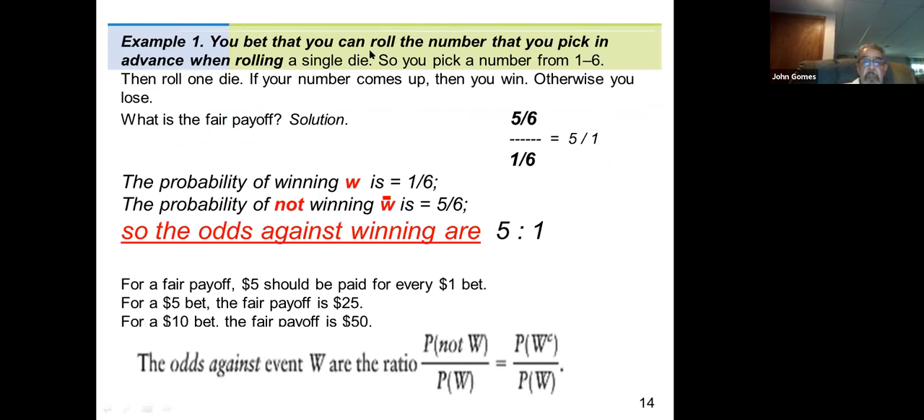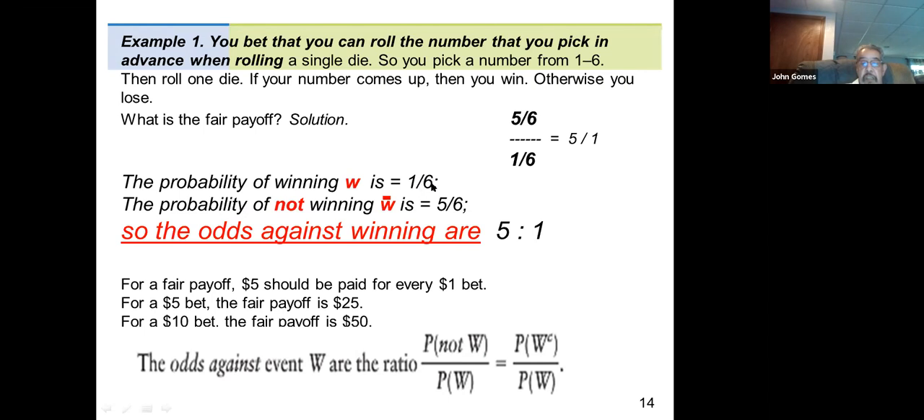Here's an example. You bet that you can roll the number that you pick in advance when rolling a single die. So you pick a number between 1 and 6. Then roll the die. If your number comes up, you win. Otherwise, you lose. Well, the probability of winning is 1 chance in 6. There's 6 different numbers. You're picking 1. You have a 1 in 6 chance of winning. Well, if there's only 1 number that's your number, there must be 5 numbers that are not your number. So the probability of not winning is 5 chances out of 6.